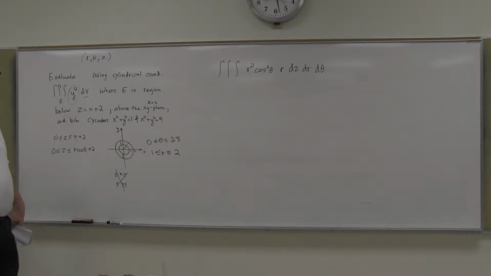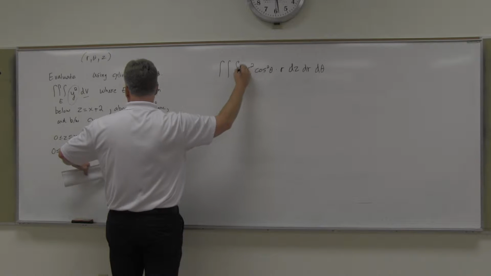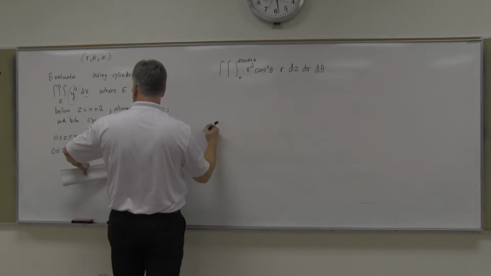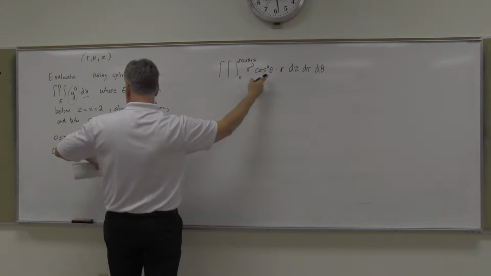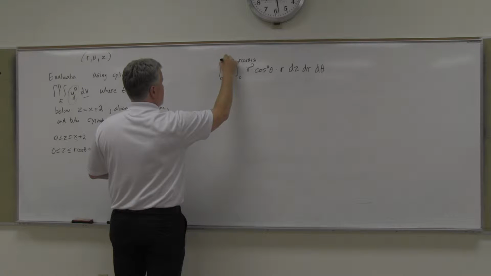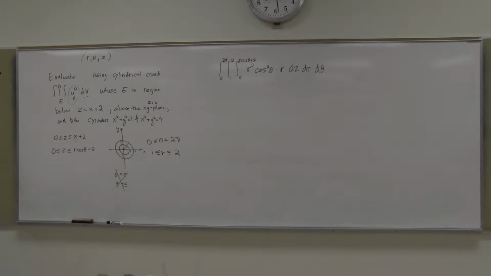So this is y squared, and then that r again is just from the way you have to convert it. Anyway, all right, and we got the z's first, so the z's go from 0 to r cosine theta plus 2. Then we're doing the r's. r goes from 1 to 2, and then theta is 0 to 2 pi. Is that good? That's a triple integral. All right, so let's evaluate this one.